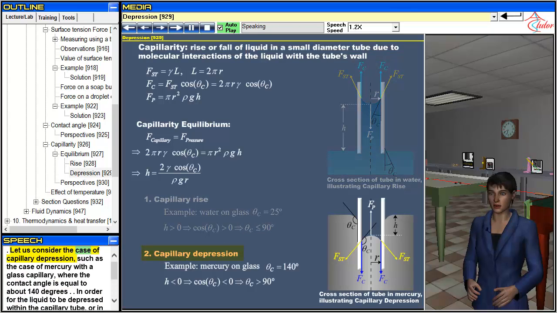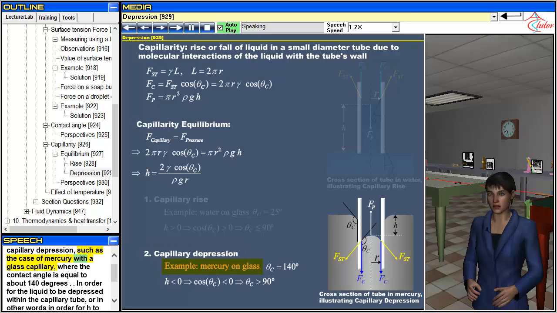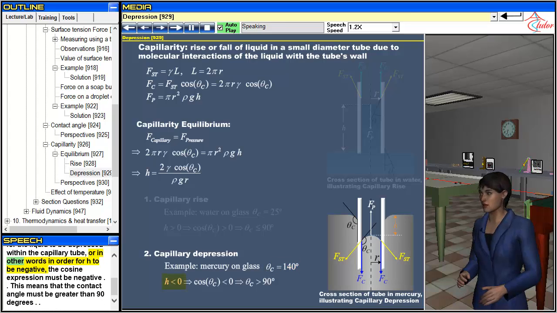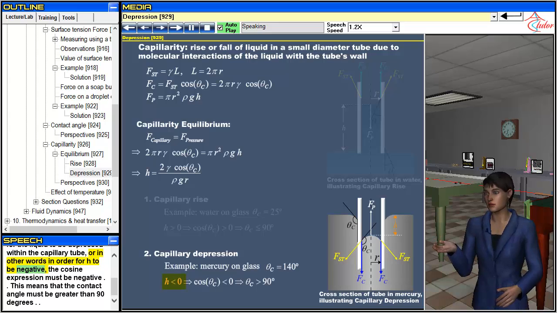Let us consider the case of capillary depression, such as the case of mercury with a glass capillary, where the contact angle is equal to about 140 degrees. In order for the liquid to be depressed within the capillary tube, or in other words in order for H to be negative, the cosine expression must be negative. This means that the contact angle must be greater than 90 degrees.